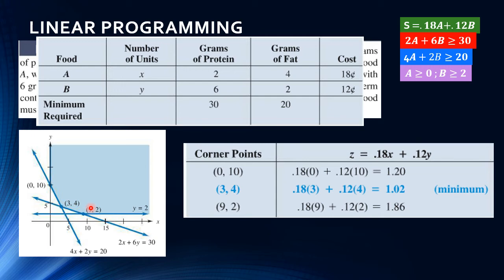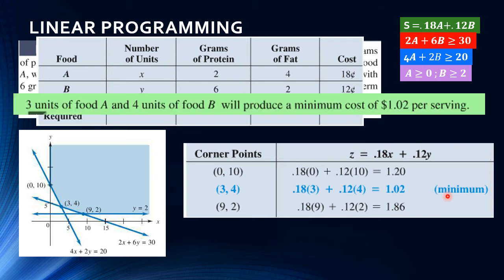Excuse me, we plug the corner points into our objective function, which was about cost, to minimize cost. And we see that (0, 10) is our first corner, then (3, 4), and (9, 2). We see that our lowest value is 1.02, and this is our minimum value. Okay, now make sure you answer the question, how many units of each food? 3 units of food A and 4 units of food B will produce a minimum cost of $1.02 per serving.